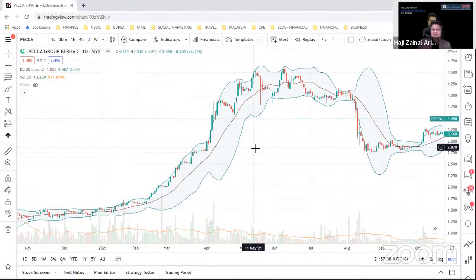But the most important is that you must have your own entry strategy and also exit strategy. What technique that you use is not really important. You can use Bollinger Band, you can use candlestick, doesn't matter. But don't combine everything inside, then you get confused.